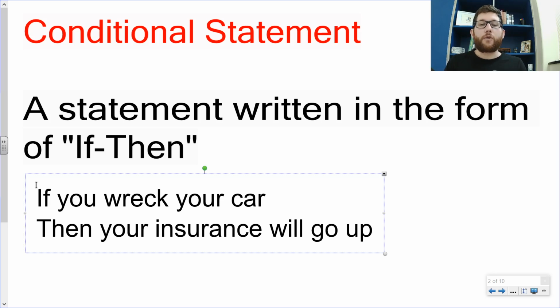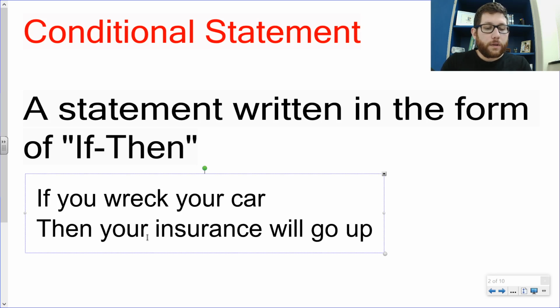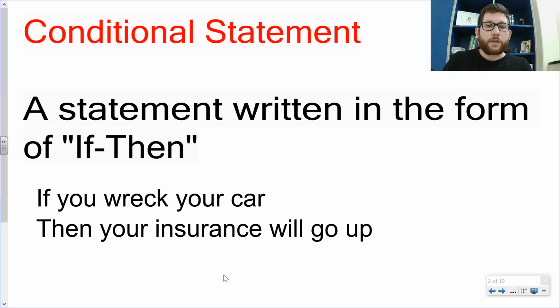So one thing to notice here, you might say, well, what if somebody else wrecked my car? What if I have accident forgiveness, or a whole host of things? Don't get too hung up on whether or not the statement is true. Focus more on the if and then parts, and we're going to work on swapping them and doing different things with them. We're going to talk about that more in a different lesson. This is more, what are conditional statements? What do we do with them? So let's move on from here.